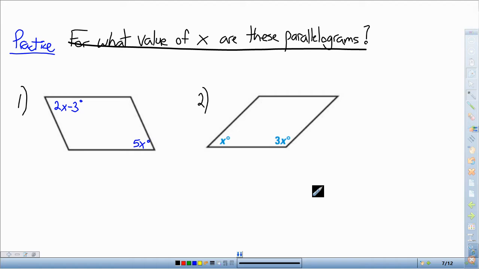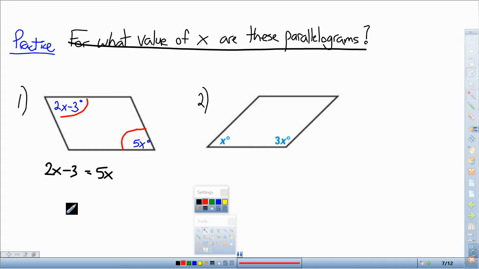All right, so first thing, both of these problems are dealing with angles. On number 1 here, first thing to realize is we have opposite angles. Here's what we know about the opposite angles of a parallelogram. They must be congruent for it to be considered a parallelogram. So to figure out the value of x that makes this a parallelogram, I must set these equal. So 2x minus 3 needs to equal 5x.